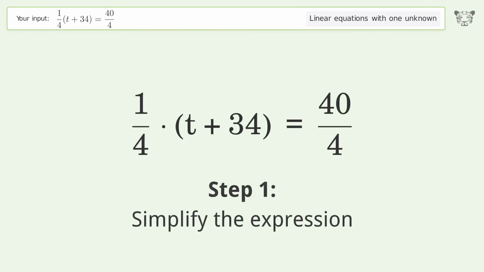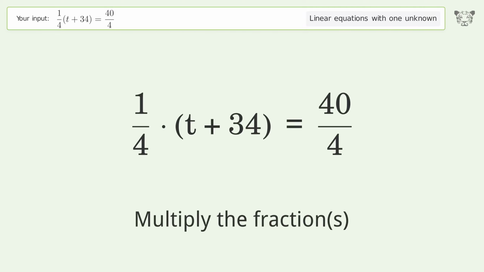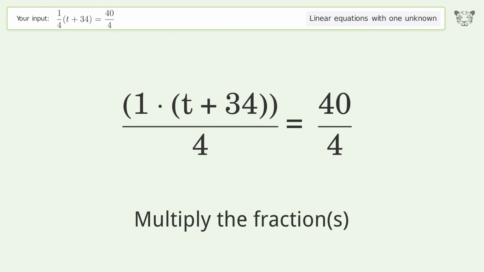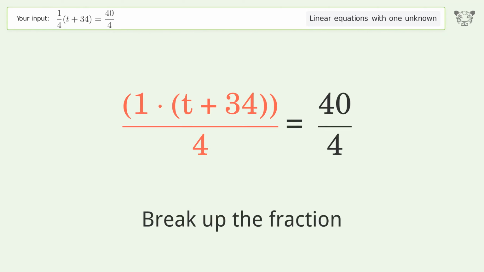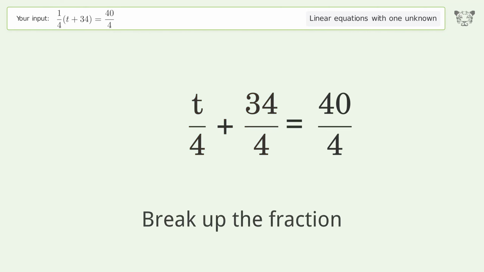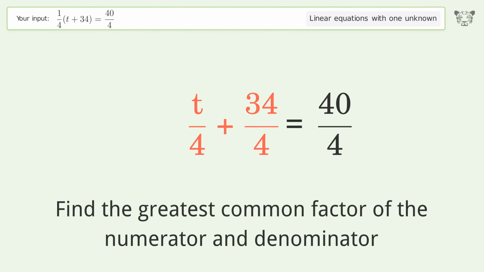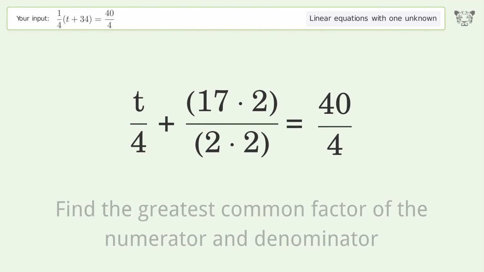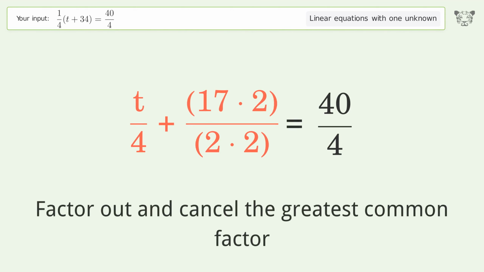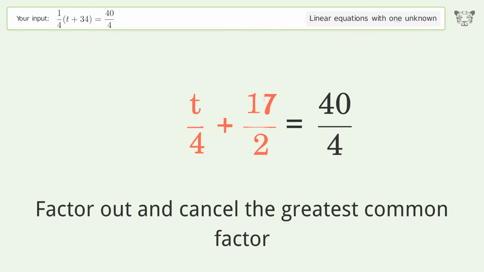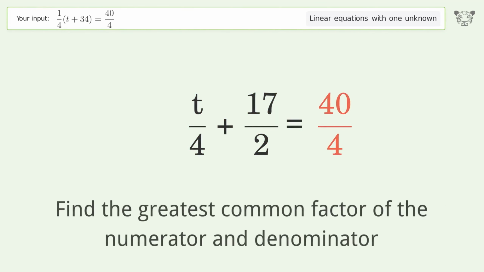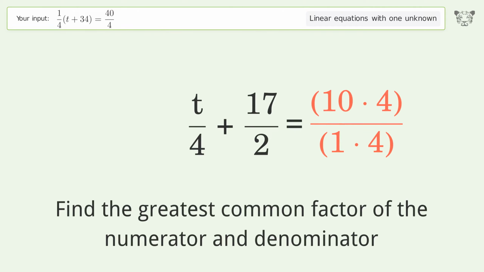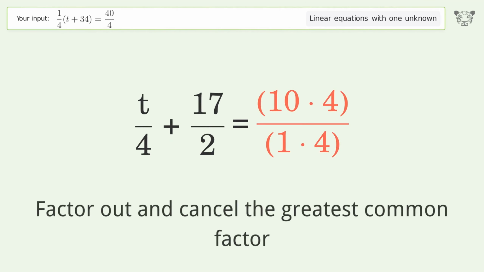Simplify the expression. Multiply the fractions. Break up the fraction. Find the greatest common factor of the numerator and denominator. Factor out and cancel the greatest common factor. Find the greatest common factor of the numerator and denominator. Factor out and cancel the greatest common factor.